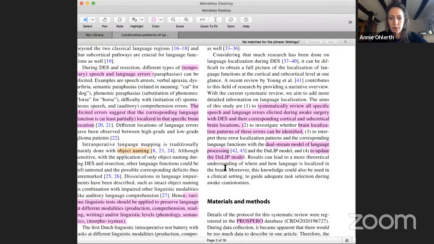Yeah, their goals were to, first of all, review what kind of errors they encountered in all of these different papers they're pulling together. Then where these errors happened, of course, and then compare it to the famous dual stream model for language processing. So how do these errors fit into that, as well as how does it fit their own DuLIP model? I wouldn't even call it a model, more a guideline they came up with nearly 10 years ago now: which function is most likely localized where and how to choose a task accordingly.